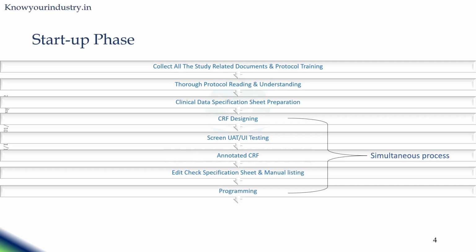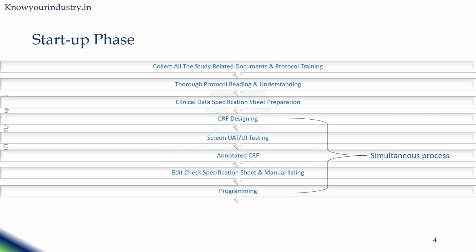So what we are going to do once we receive the protocol, the same needs to be trained by a qualified team member. Then you will start reading the protocol and you will understand the same. Post that, you will see what study documents are available and need to be collected. Then the first step involved in the activity includes the preparation of the clinical data specification sheet. The same is also called the ECRF requirement sheet. Then, based on the CDSS which is prepared, the CRF will be designed accordingly.